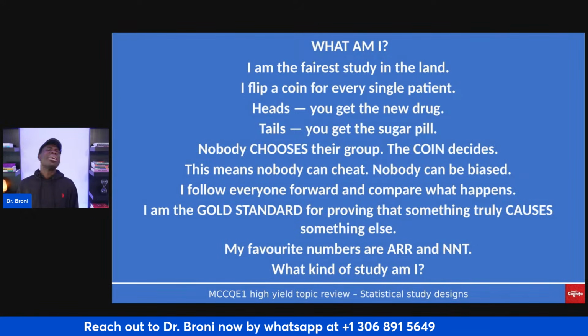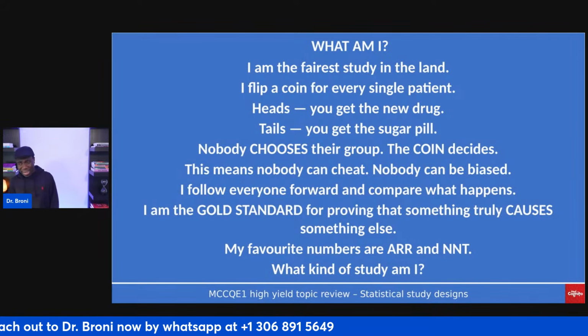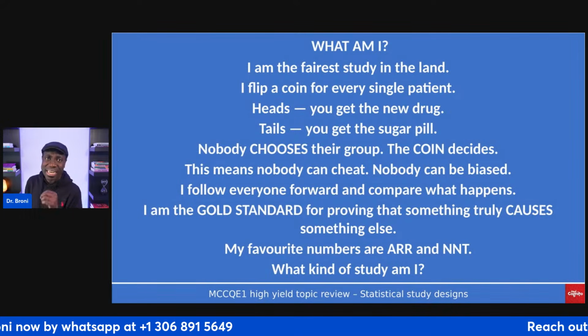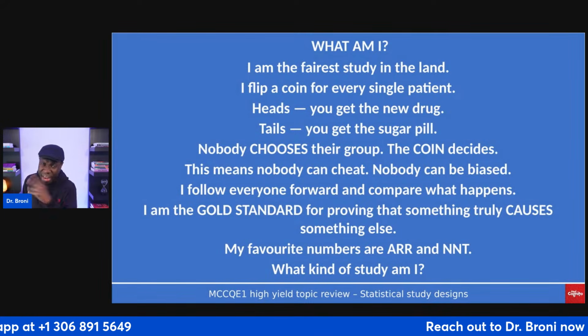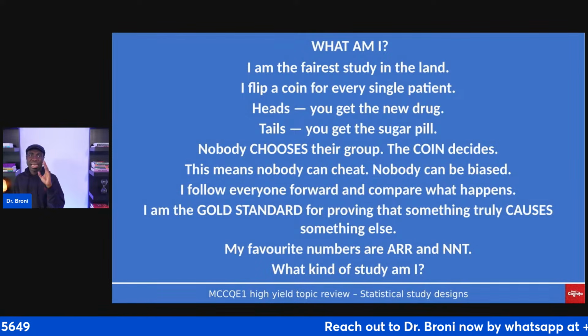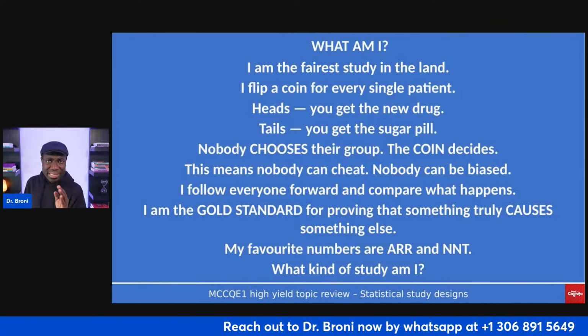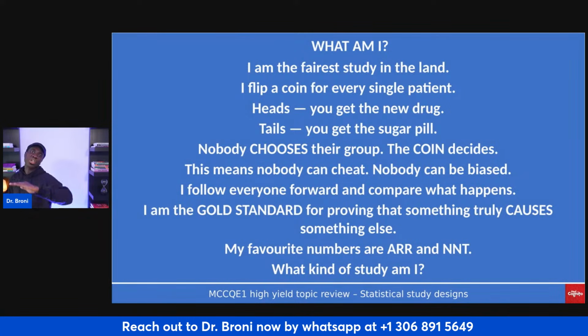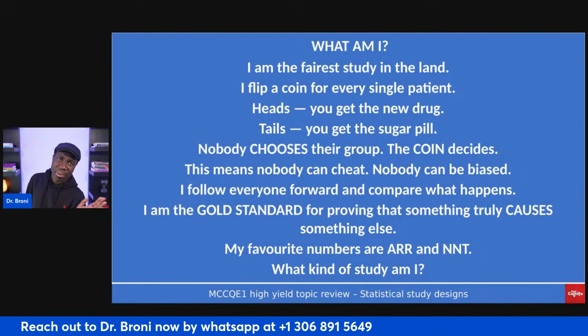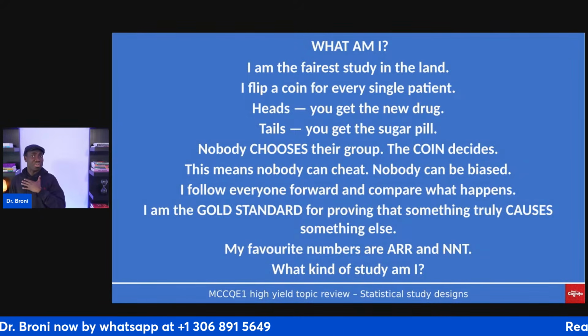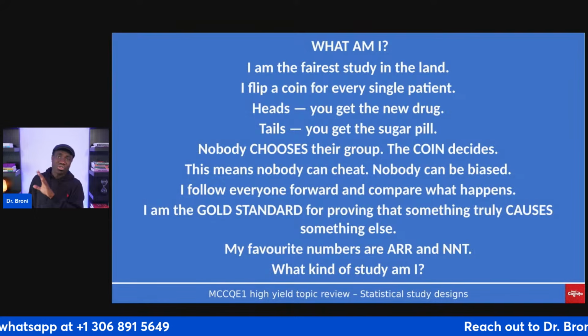I am the fairest study in the land. What am I? I flip a coin for every single patient. Heads, you get a new drug. Tails, you get the sugar pill, which is the placebo. Nobody chooses their group. It is the coin which decides the group you go into.